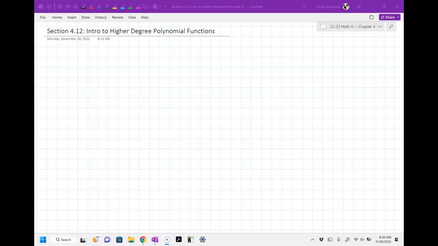All right, so today we're doing section 4.12, intro to higher degree polynomial functions. So basically, the main idea of today is going to be to look at a graph and figure out what kind of function it came from, okay? And the graph can look really weird. It can have a bunch of turns, ups and downs and stuff like that. And we should be able to figure out what kind of function it came from, okay? That's going to be our goal. So it can be a difficult looking graph, but it shouldn't be hard for us to figure it out.